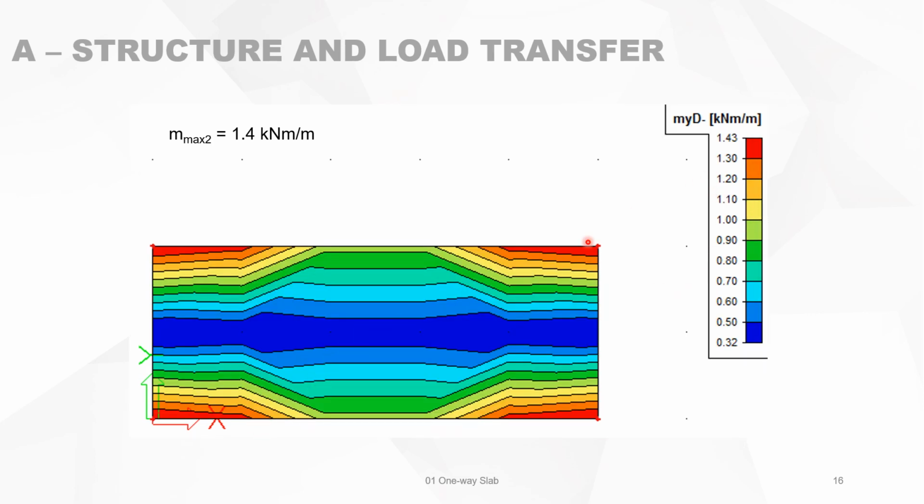If you look at the bending moment in the other direction with the same slab, then you will see that it's almost zero. So there's no load transfer in this direction. That's why we call it a one-way slab.